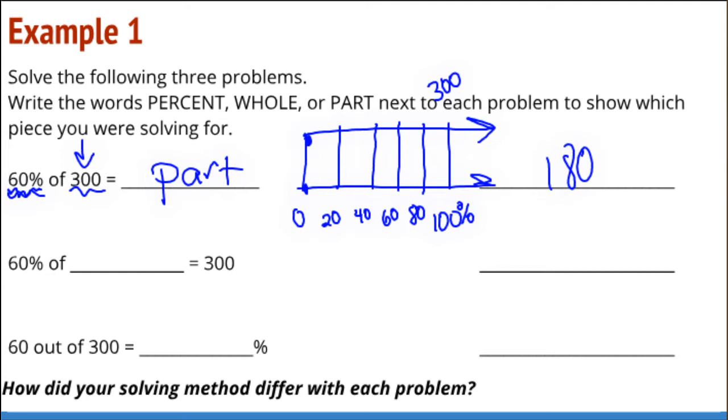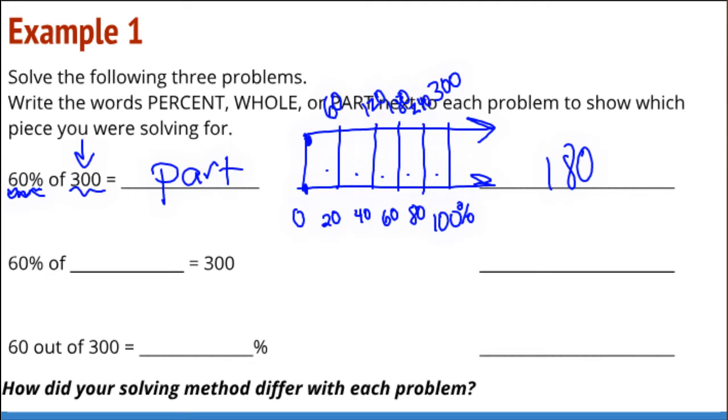And I've taken the 300 and divided it into 1, 2, 3, 4, 5 parts. And 300 divided by 5 is 60, so I'm going to count by 60s. 60, 120, 180, 240, and 300.